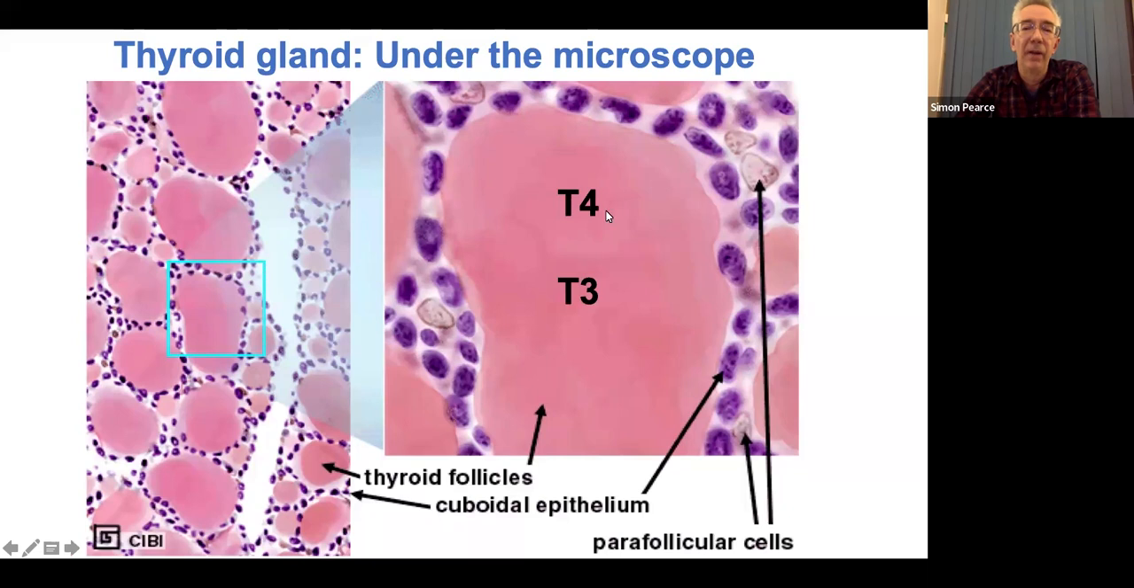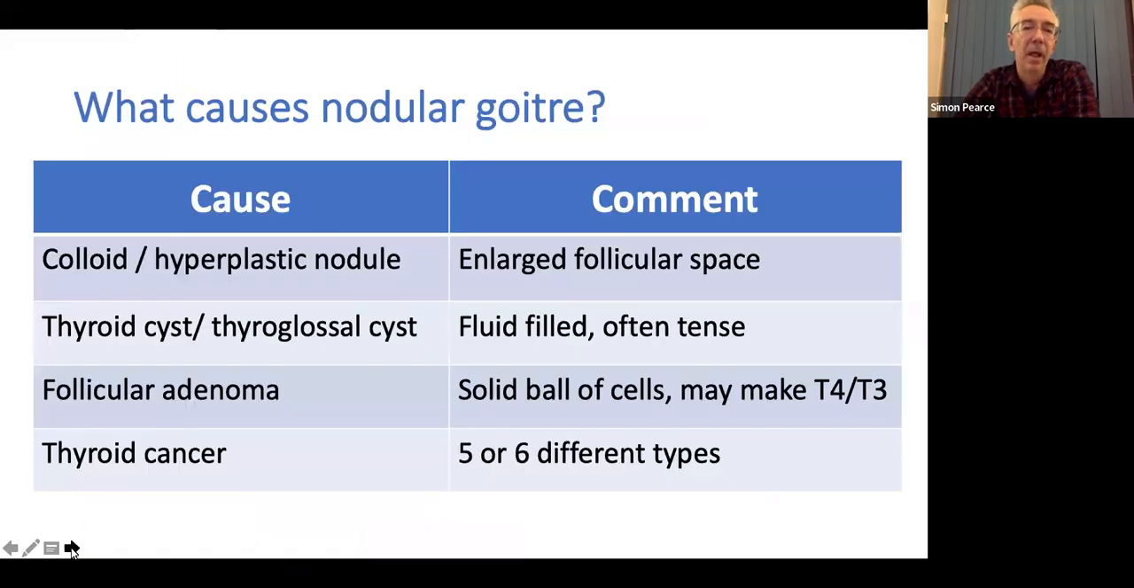And so, yeah, T4 mainly, about 15 parts of thyroxine to about 1 part of T3, stored in that colloid space. So what causes nodular goiter? Well, first of all, you can have a hyperplastic nodule, which is just lots of enlarged follicles. But you can also get cysts, which don't contain follicle fluid, a thyrocyst or a thyroglossal cyst. So these are both innocent, benign kinds of nodules you get in the thyroid.